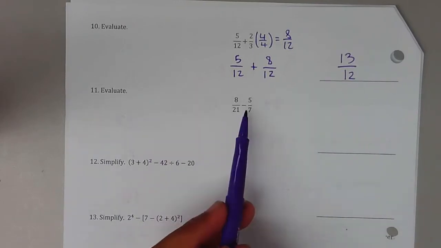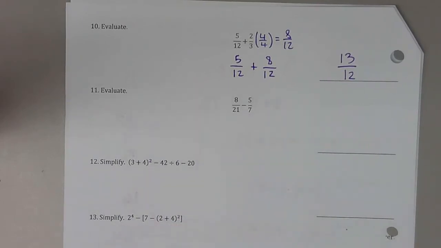All right, question number 11, same thing. How can we make this be the same denominator? Well, we can multiply it by 3 over 3.